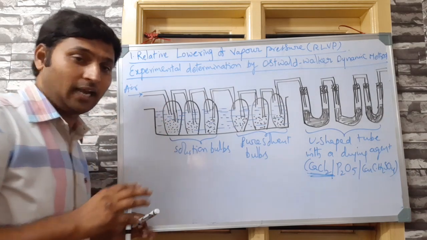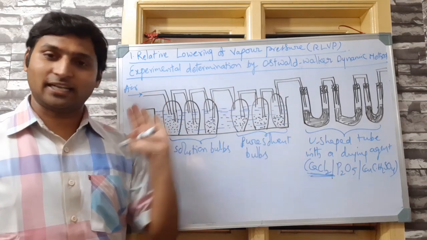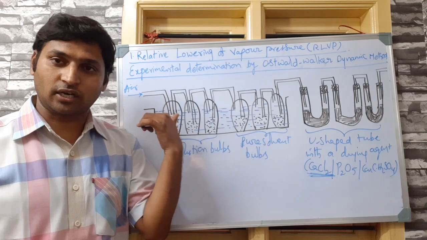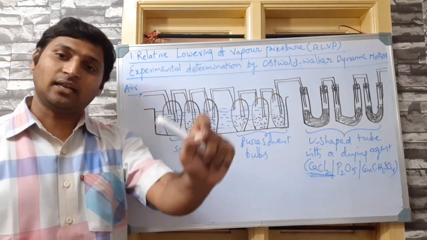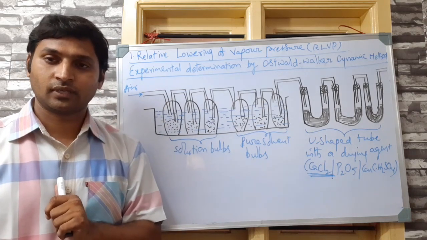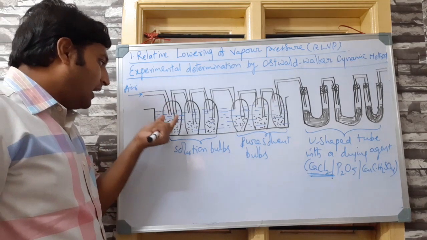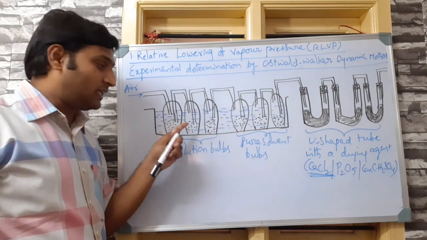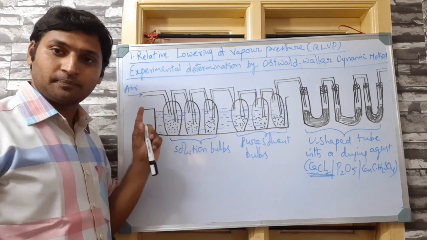Please understand, before setting up, all of them are weighed. Before the experiment is commenced, before the current of air is passed, all the bulbs as well as tubes are accurately weighed and the weight is noted. Now, the air which is passing into solution bulbs gets saturated with the vapors of solution as per the vapor pressure of the solution.